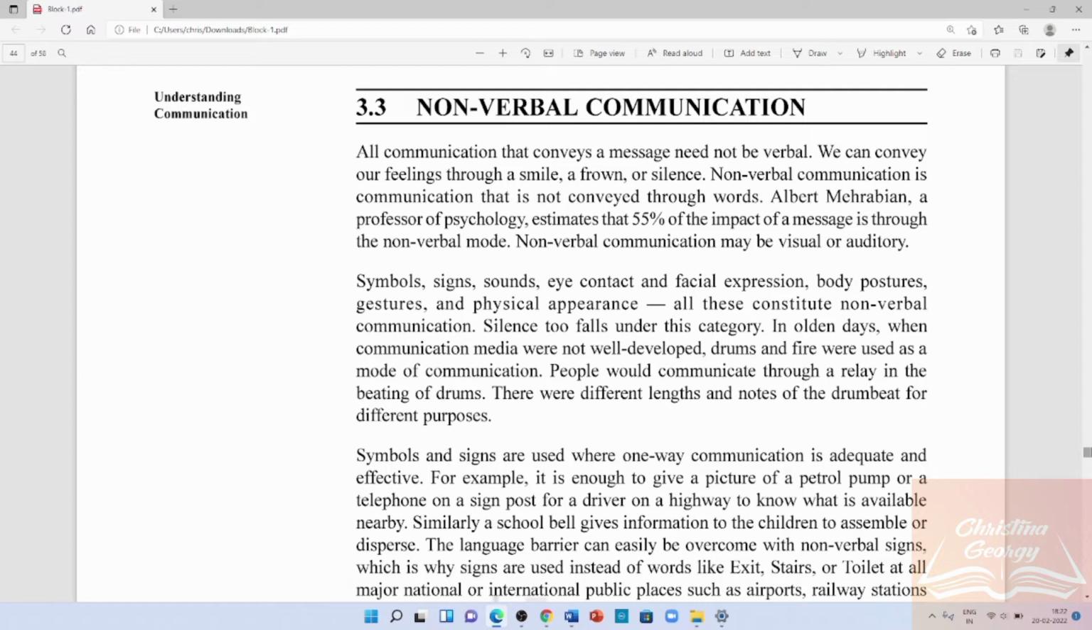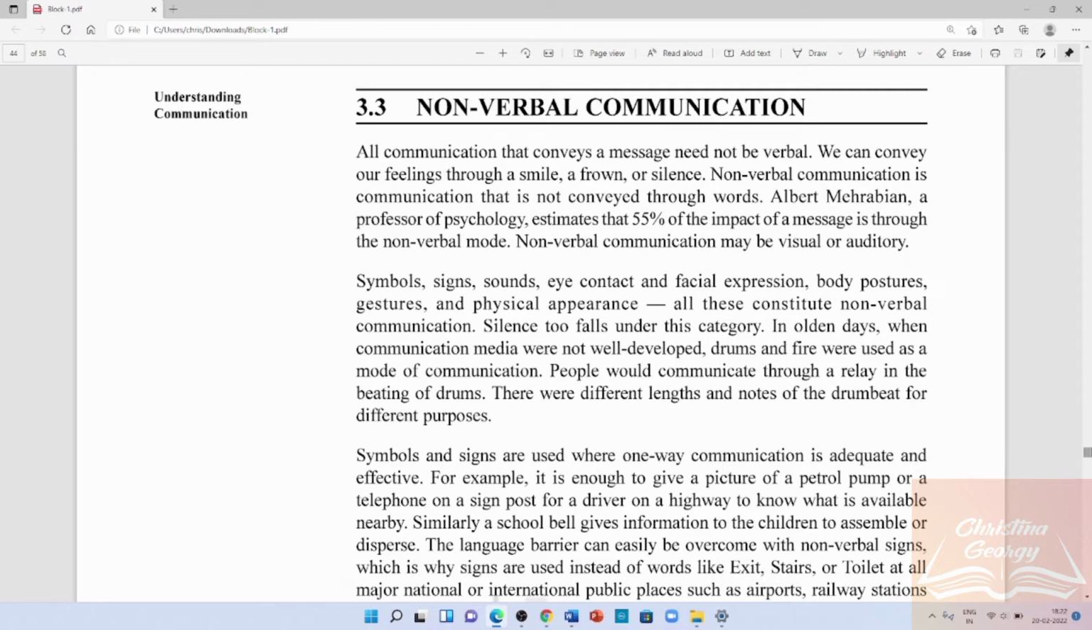We can convey our feelings through a smile, a frown, or even silence. So non-verbal communication is communication that is not conveyed through words. Symbols, signs, sounds, eye contact and facial expressions, body postures, gestures, physical appearance all come under the category of non-verbal communication. Symbols and signs are used when one-way communication is adequate and effective.